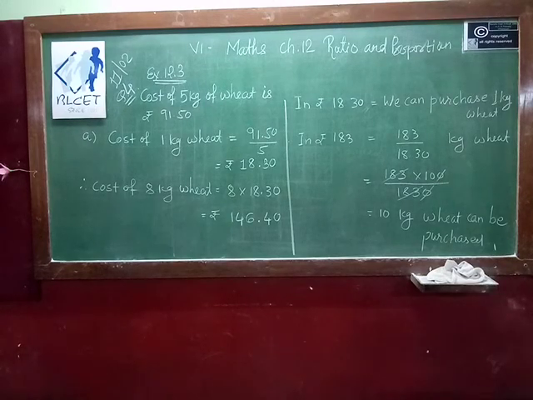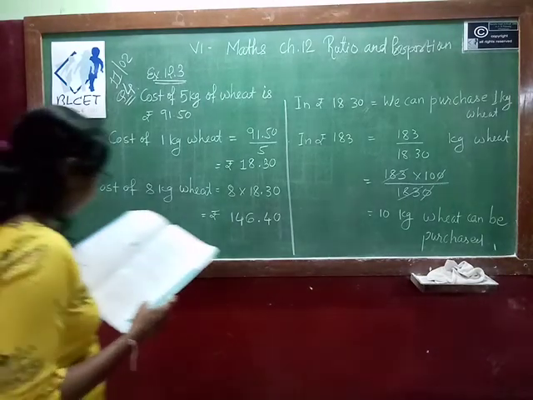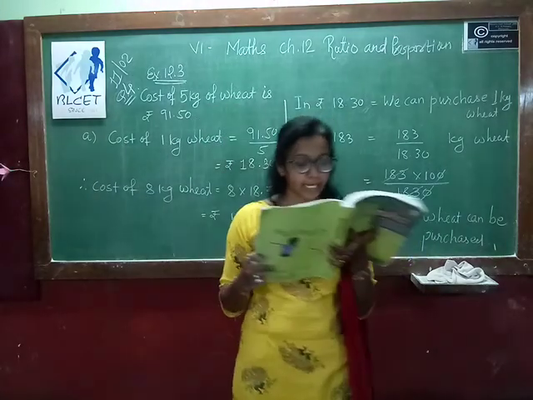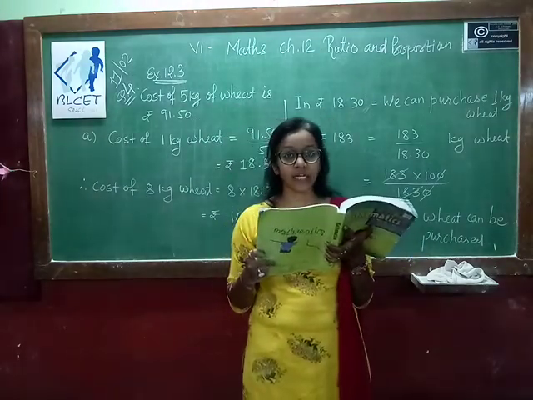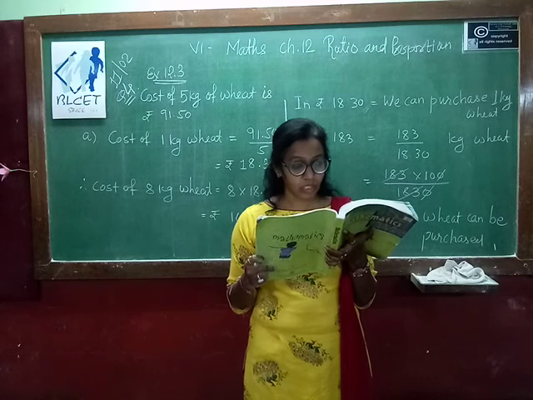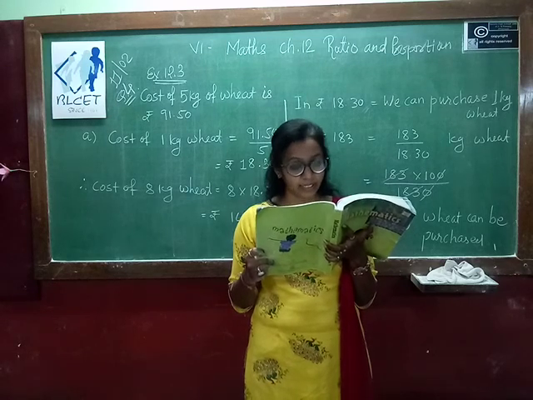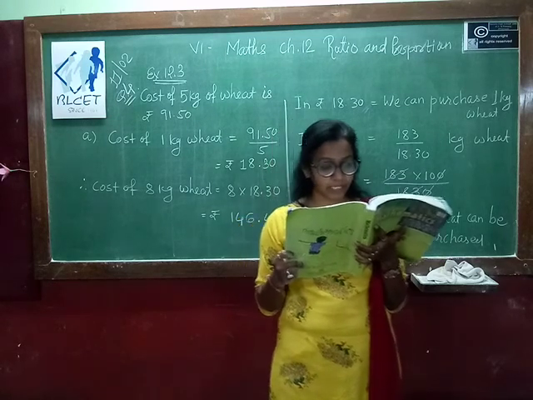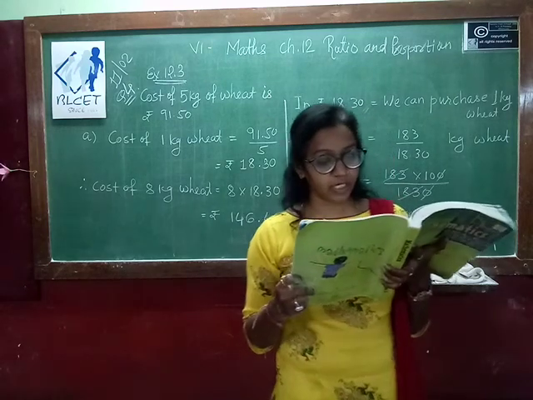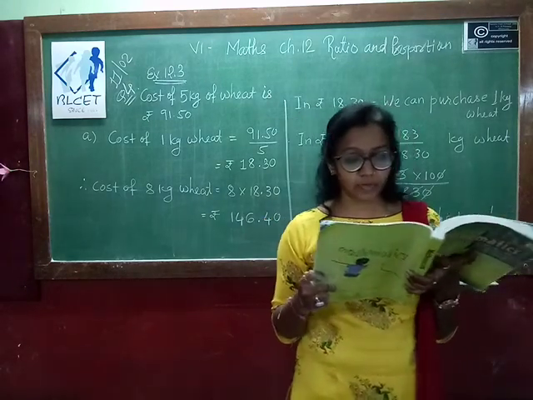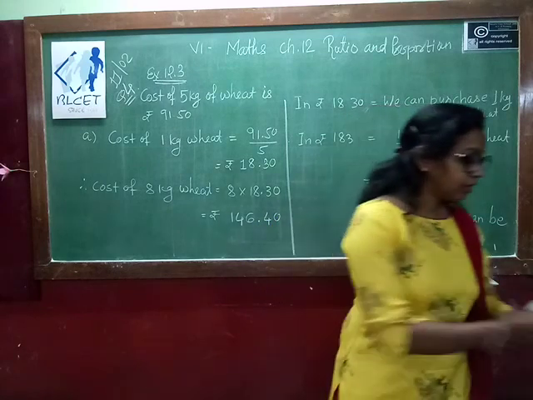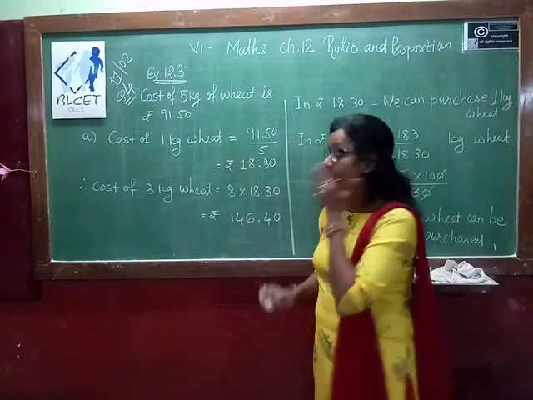Now see question number 4. The question is, cost of 5 kg of wheat is rupees 91.50. What will be the cost of 8 kg of wheat? And the second part, what quantity of wheat can be purchased in rupees 183. So let's see what is given.